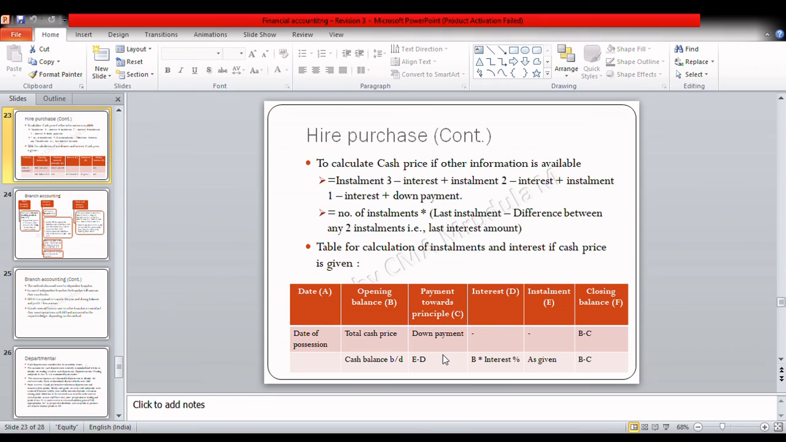So now the payment made towards the principal, or payment made towards the cash price, is E minus D, installment minus the interest portion. And then finally the closing balance is B minus C, opening balance minus payment being made.